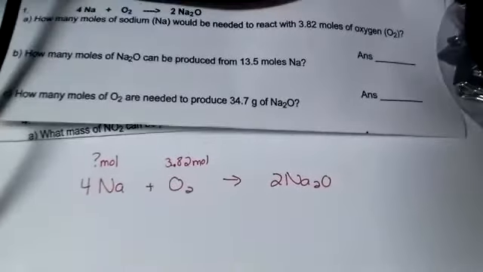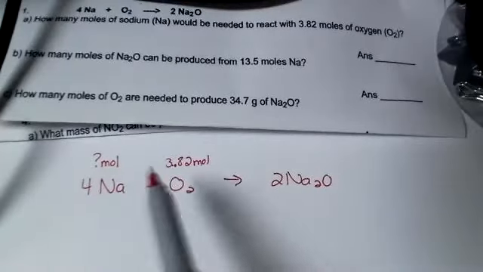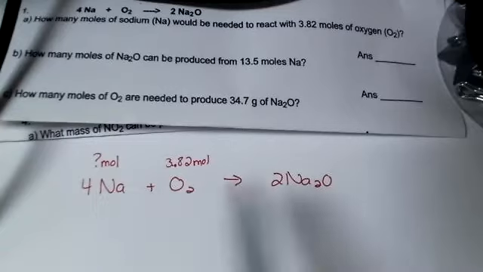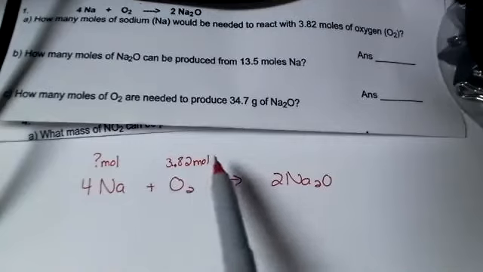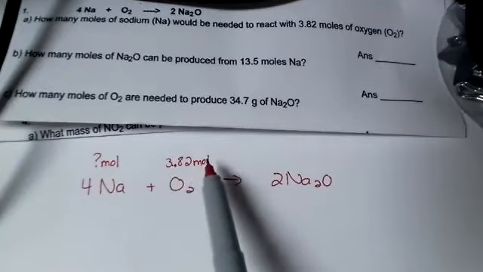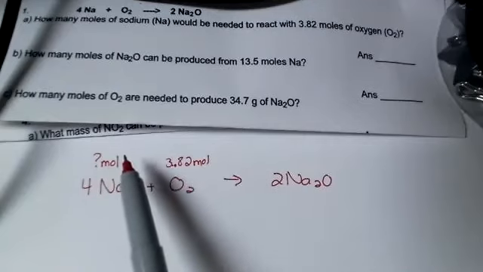Okay, so this is my given, this is my unknown, and so now I can work the problem. The first thing you do after you've written a balanced reaction is you write down your given and your unknown, and then you look at their units. So we're starting with moles. We need to find moles.